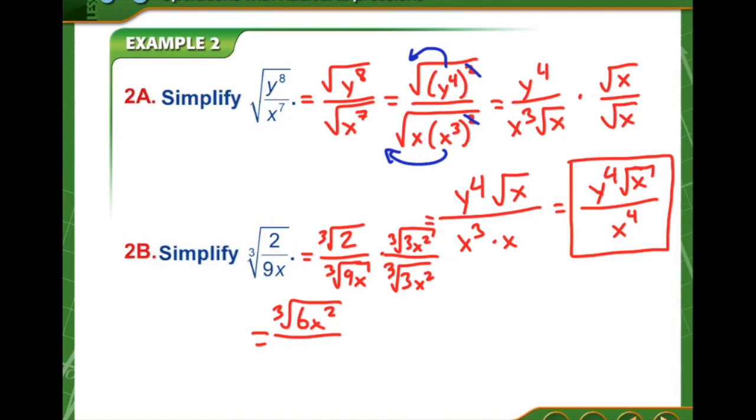And the bottom will become the cube root of 9 times 3, which is 27. x times x squared is x cubed. So 27 again is 3 cubed.